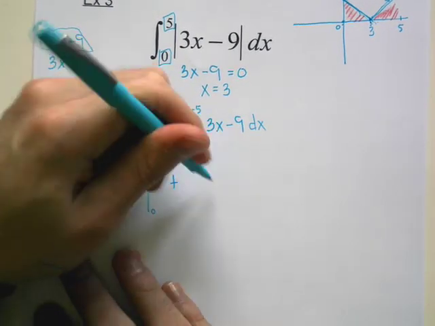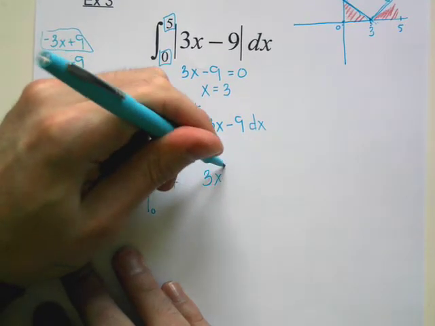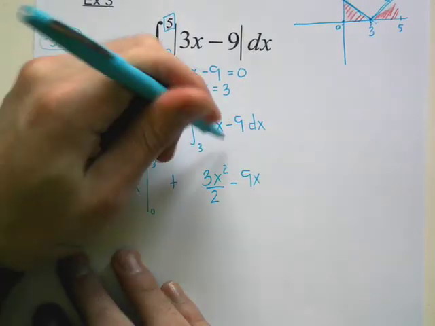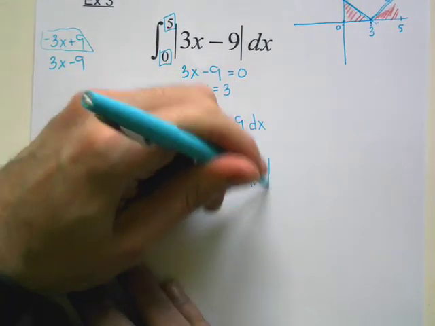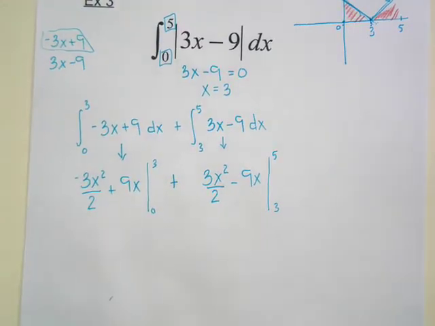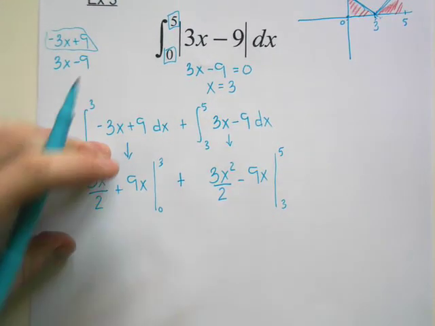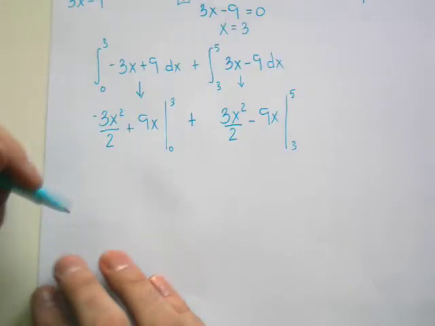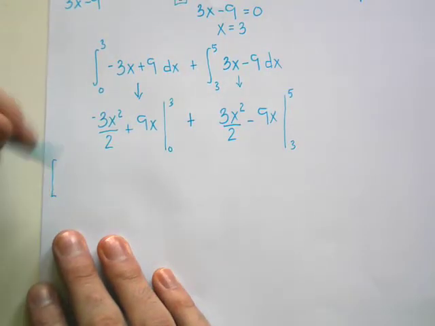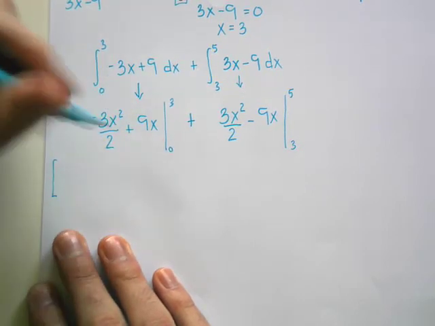plus, now we're going to go 3x squared over 2 minus 9x. Remember, I just took the integral here, from 3 to 5. Okay, so it's a lot of work. You can't lose track of where you're at here. So this first one, I'm going to plug in 3 and then I'll plug in 0.